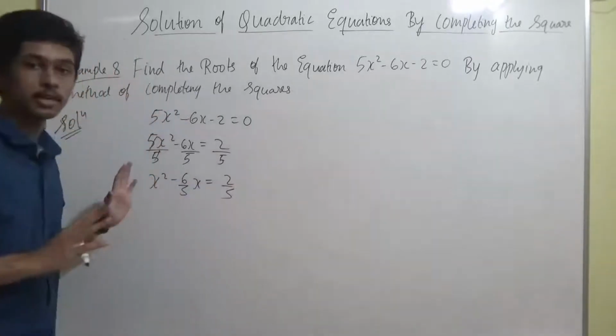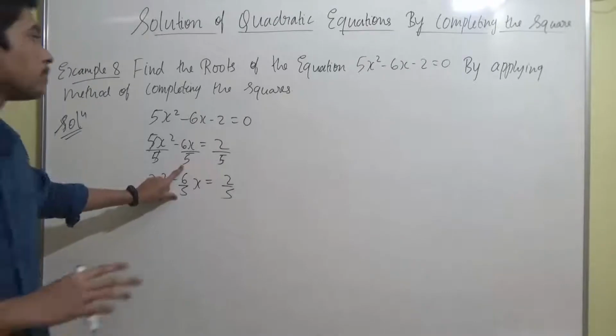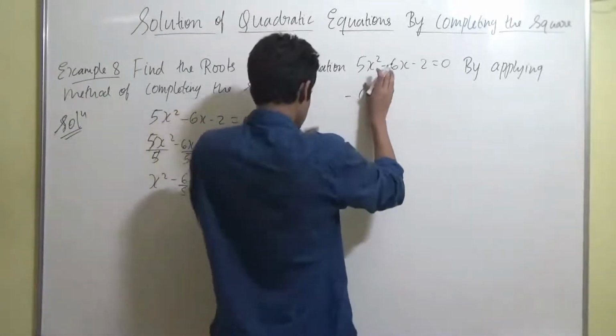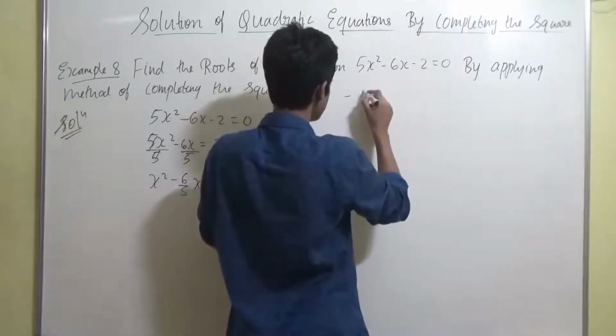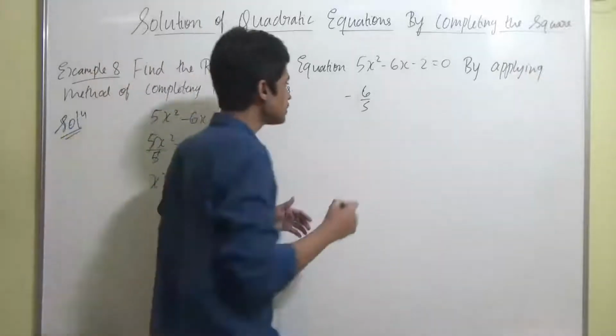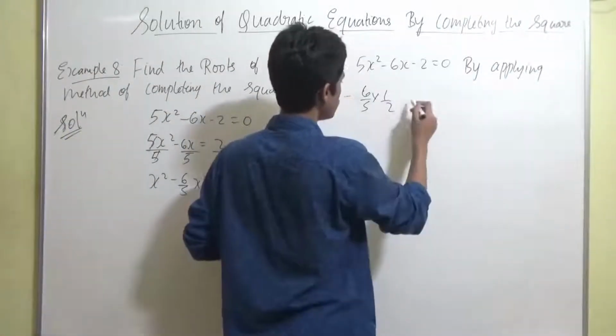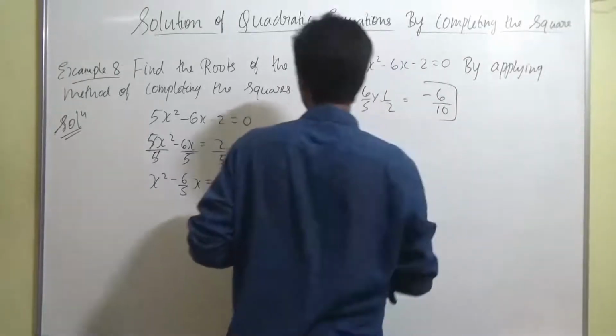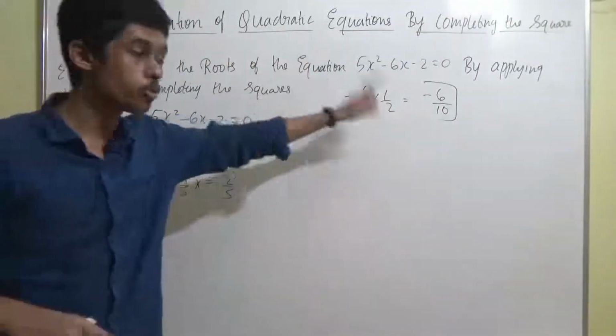Now what will you do, guys? Now we will take this minus 6 by 5, the middle term. Remember this minus, sorry guys. So we'll take minus 6 by 5, and then what will we do? We'll take half of this. Half of this means multiply by 1 by 2. Then it will become minus 6 by 10. Getting it? Now what will we do? Now we should take the square of that.